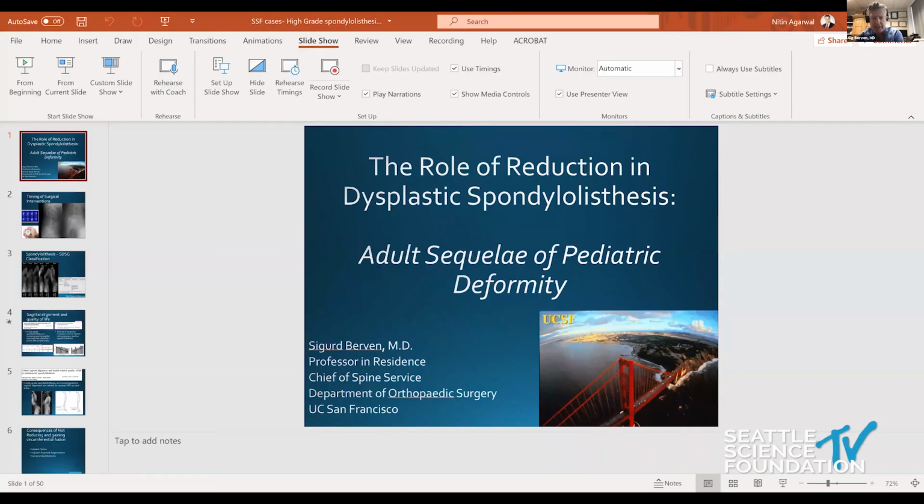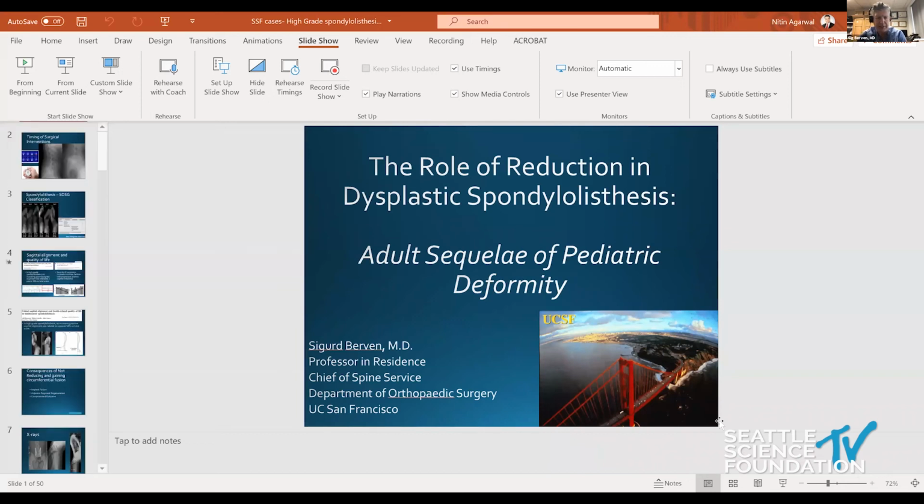Nitin's going to show an example of a dysplastic olisthesis case. And oftentimes, the debate of whether to go anteriorly or posteriorly on these is common. Nitin, let's go straight to the case. Let's not give the background on this.